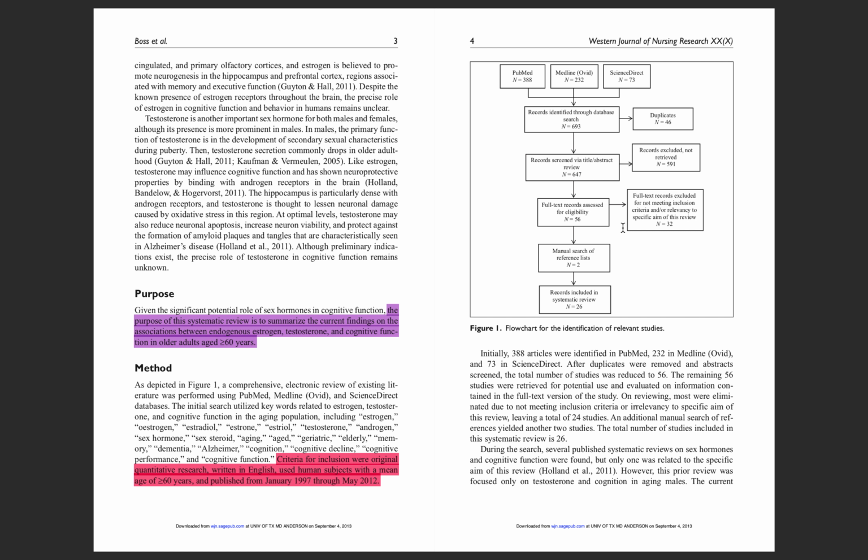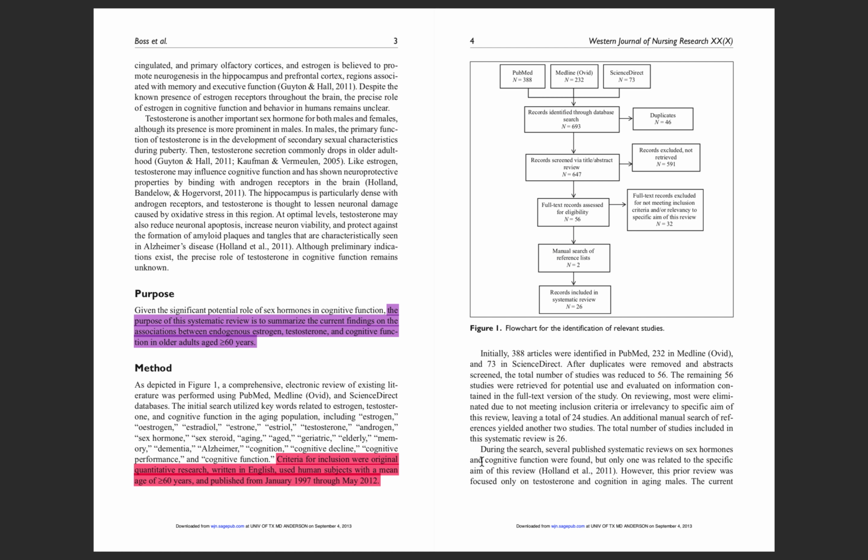When I looked through those full text records, there were some 32 that actually didn't meet inclusion. And so then of those, and it's the same thing I did in the other systematic review, I looked through the reference list for all of those articles to see if there was something that I missed, and then I found another 2 there, so that left me with 26 total.